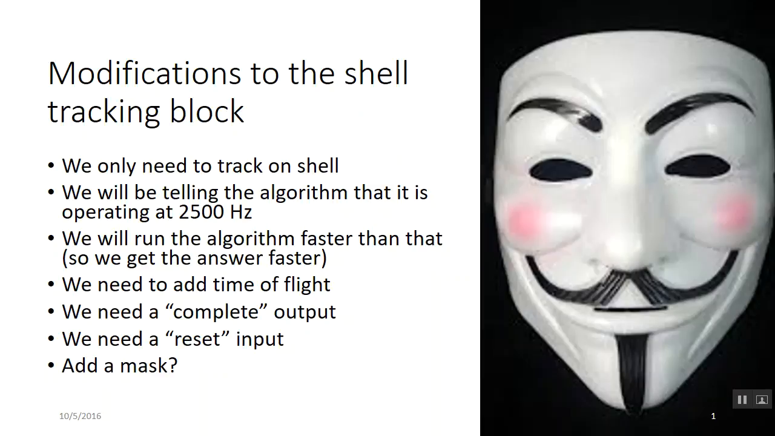We're also going to be telling the algorithm that it's operating at 2,500 hertz so that we can get within a foot. Remember, our muzzle velocity is 2,500 feet per second, so we're going to be operating at that time step. But we're going to run the algorithm faster than that because we don't want to wait 100 seconds to get one solution. So there's a little bit of mental gymnastics to wrap your mind around that, and you'll see what I mean in a little bit.